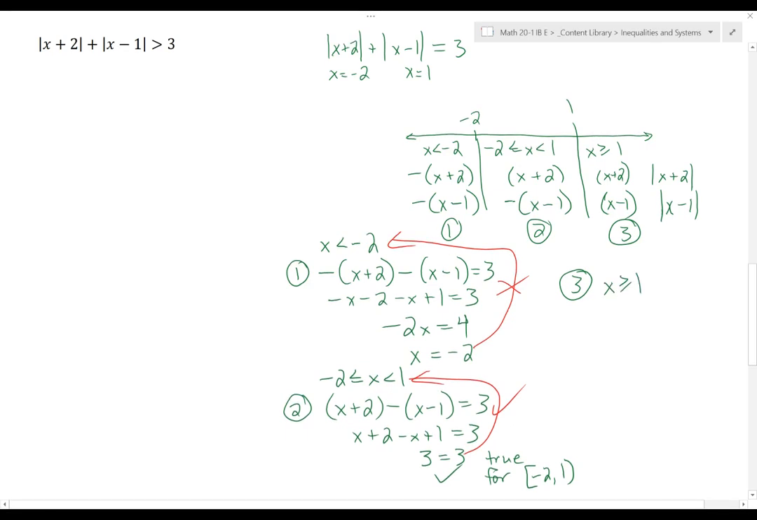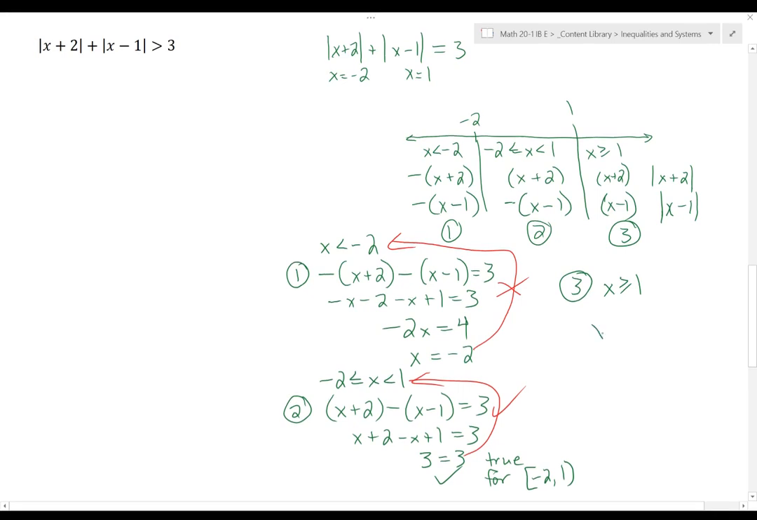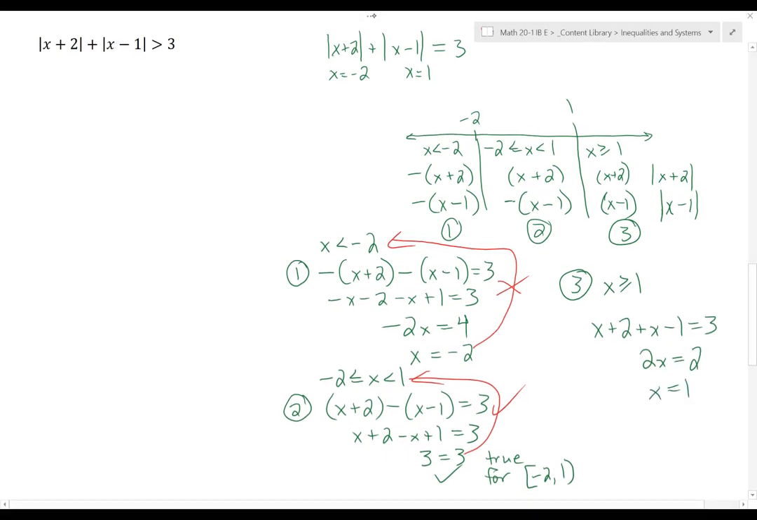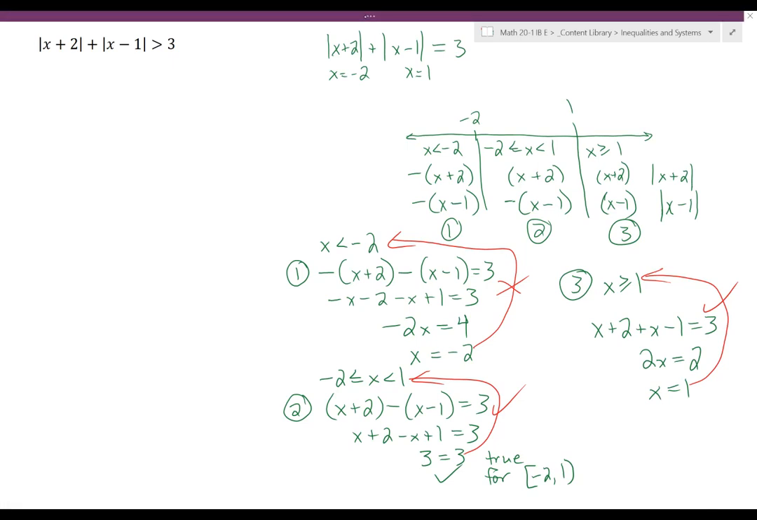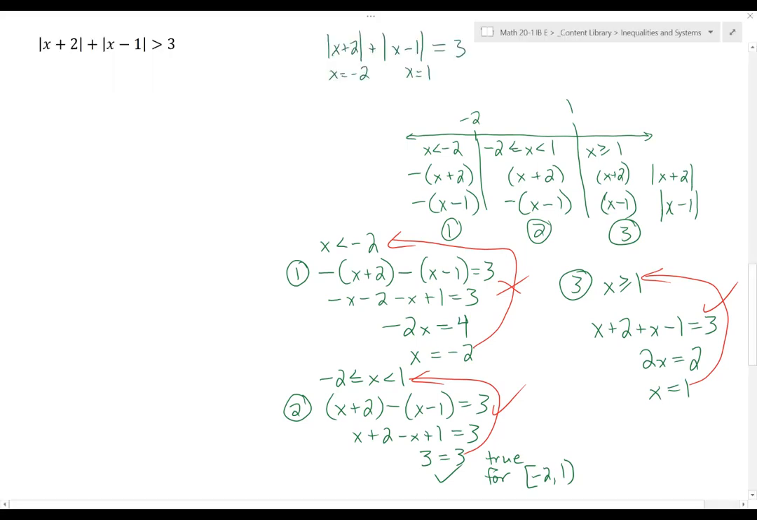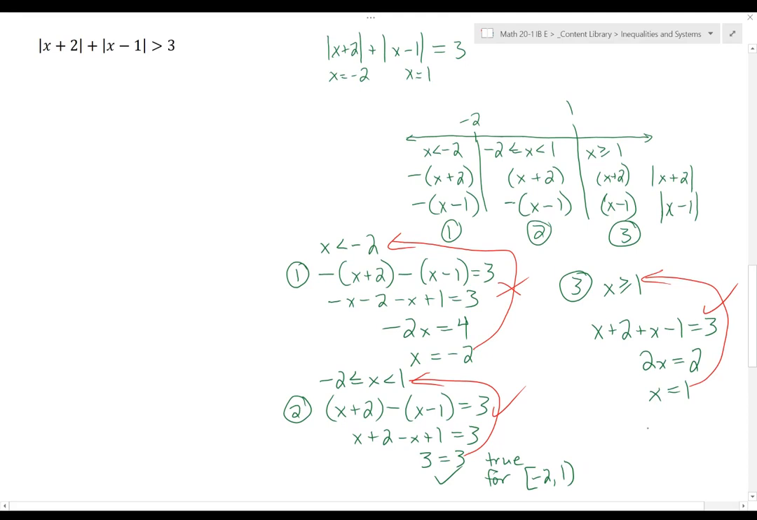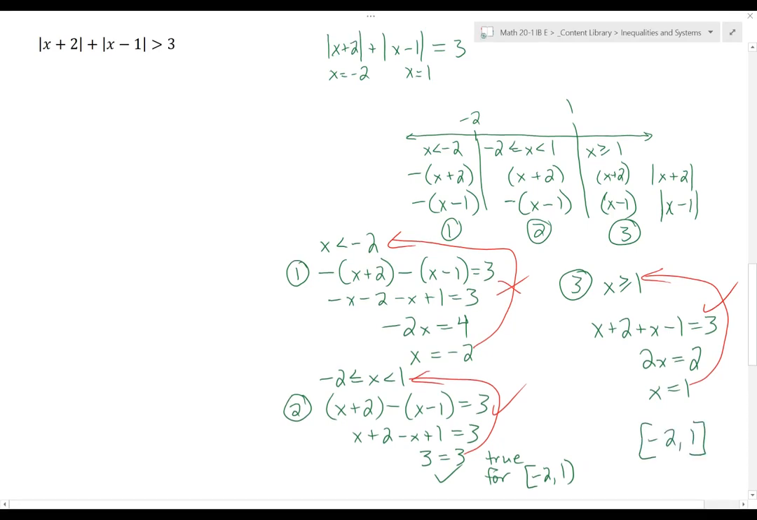So for the interval x is greater than or equal to 1, we have the equation x plus 2 plus x minus 1 equals 3. So 2x is equal to 2, x equals 1. I am shocked. X equals 1 is actually in this interval, so we accept it. And that means now that the solution to the equation is the entire interval from negative 2 to 1, inclusive of both endpoints. These are the points where the absolute value of x plus 2 plus the absolute value of x minus 1 is actually equal to 3.